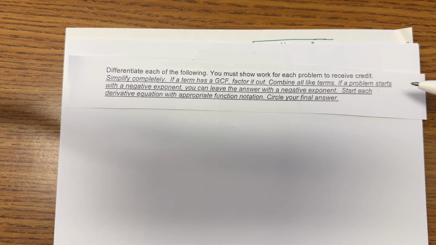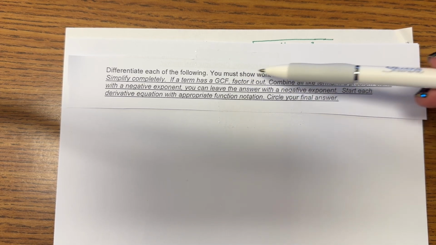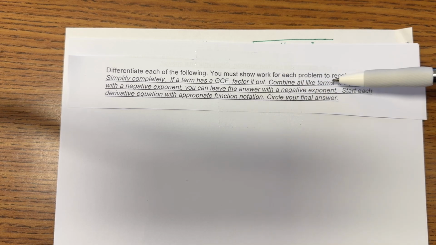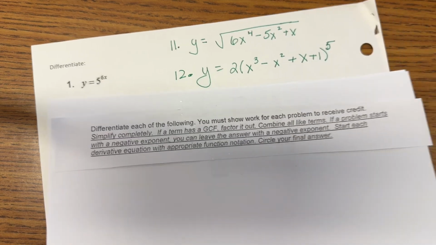So we're going to follow these directions as we do the review. Show your work, simplify completely. If a term has a greatest common factor, factor it out. Combine all like terms. If a problem starts with a negative exponent, you can leave the negative exponent in your answer. Every equation needs to have appropriate function notation. All right, so let's start with number 1.